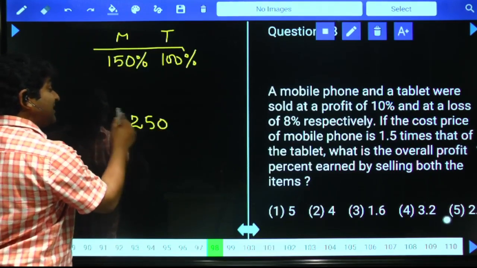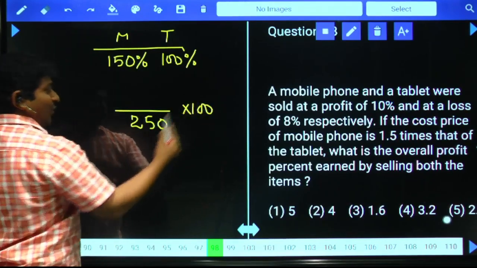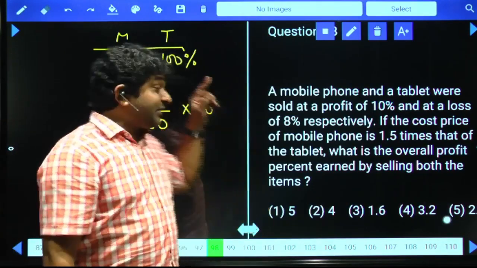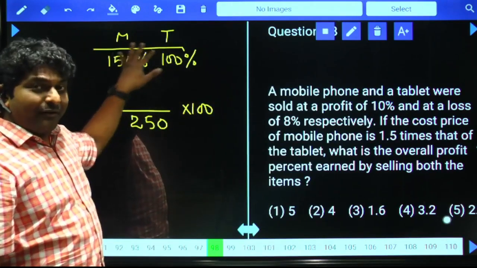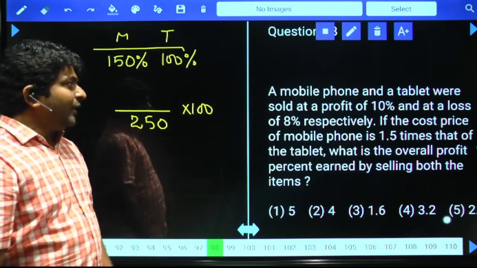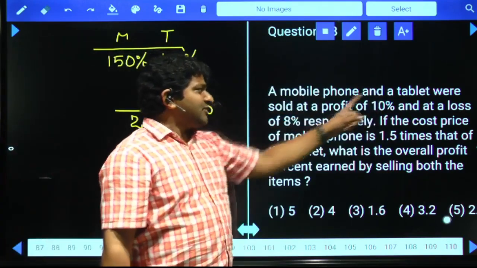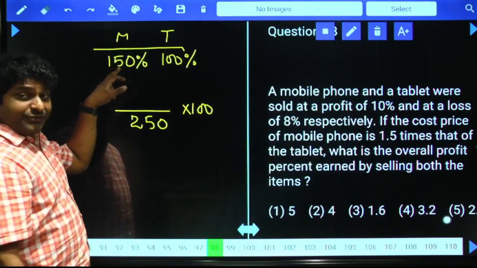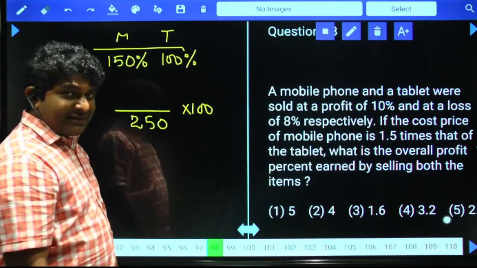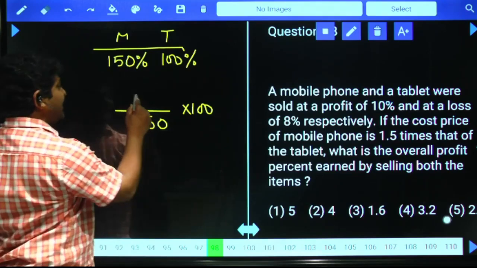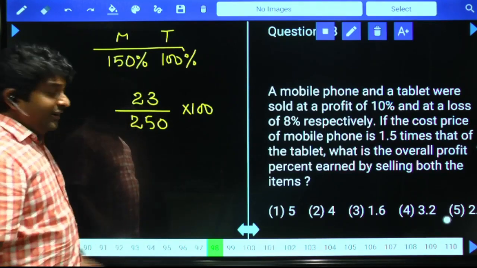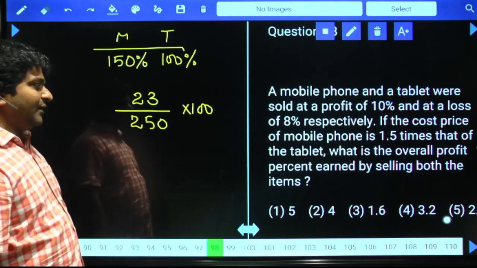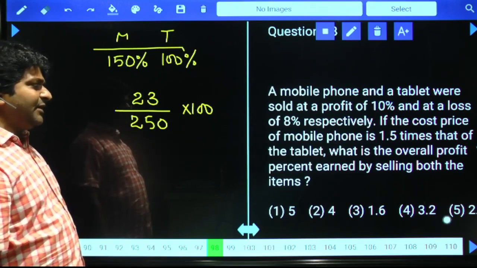Total cost price is 250. But your question is the overall profit percentage. Overall profit should be calculated with respect to the total cost price: total profit by total cost price. Total cost price we already know. On mobile, we are getting 10%. On tablet, we are getting 8%. 10% of 150 is 15. 8% of 100 is 8. So total profit is 15 plus 8, that is equal to 23. 23 is the total profit out of total cost price 250, and percentage into 100. Overall profit percentage earned by selling both the items.